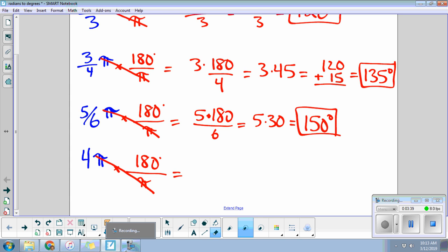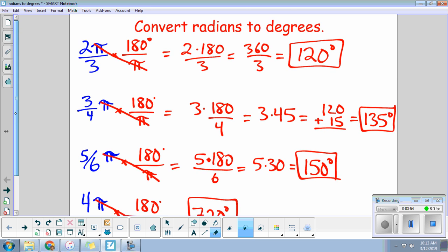So if I want to do 4 times anything in my head, I'm just going to double it and then double it again. So 180 degrees doubled will give me 360, and 360 doubled will give me 720 degrees. So there's your little unit on how to convert radians to degrees.